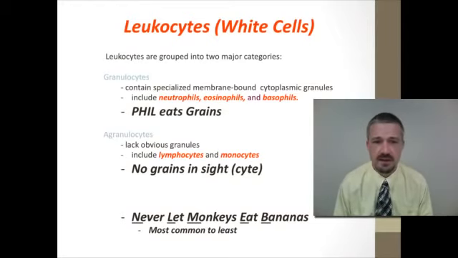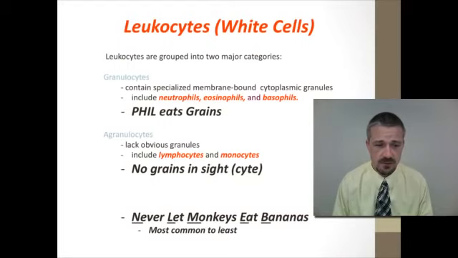And probably one of the easiest ways to remember which ones are the granulocytes versus the ones that lack these granules, which are the agranulocytes, is to remember a couple of easy sayings. For the granulocytes, they all end in "phil". So an easy way to remember is that Phil eats grains. In other words, anything that ends in "phil" is going to be a granulocyte. Agranulocytes include the lymphocytes, of which there are actually a couple of different types, as well as monocytes. And the saying to remember this one is no grains in sight.